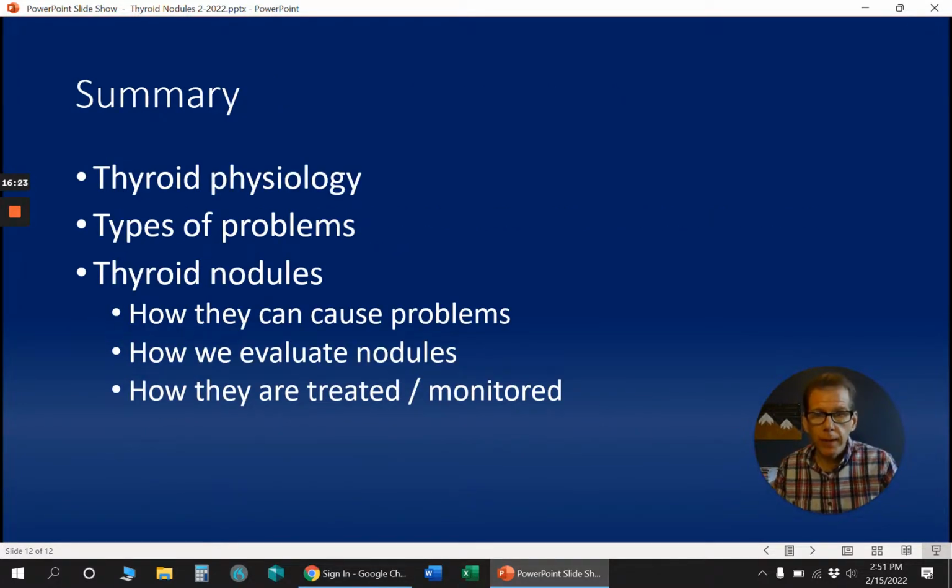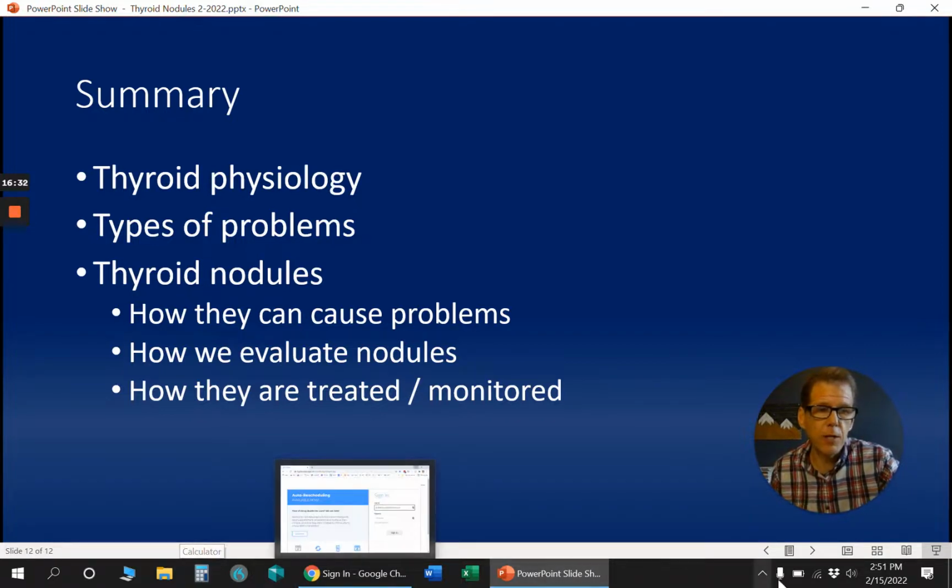And so really, again, what we've covered here is the thyroid physiology, the types of thyroid problems, and then how we evaluate specifically thyroid nodules and how we treat those nodules.